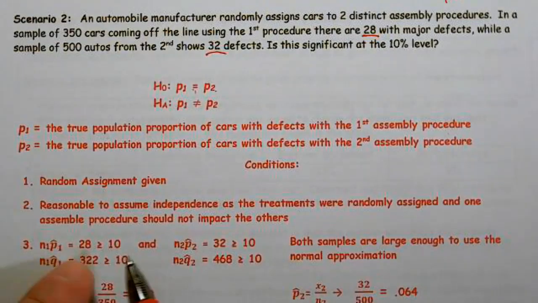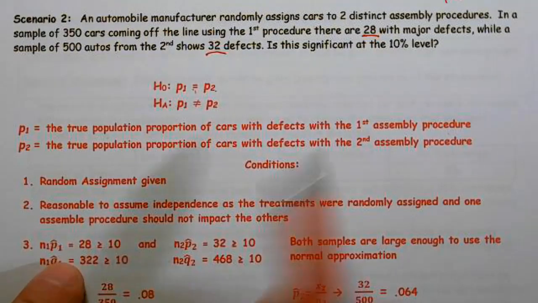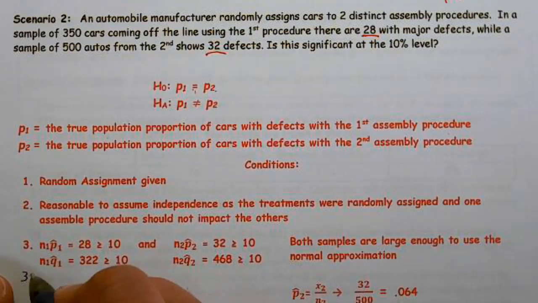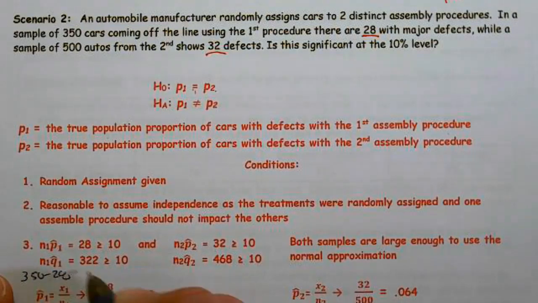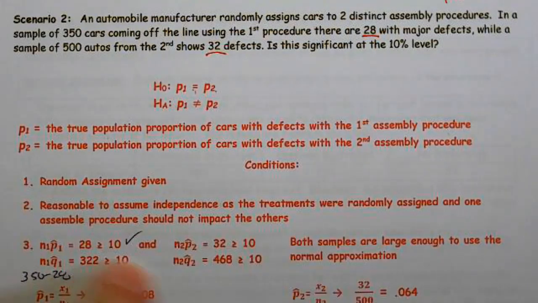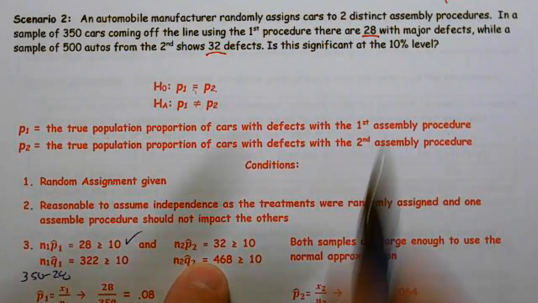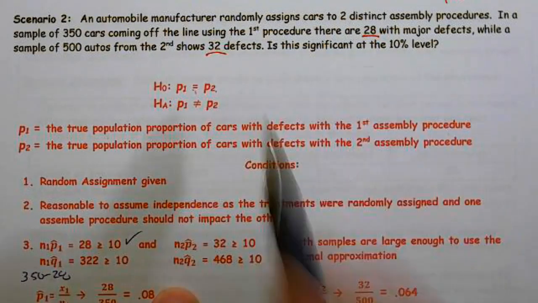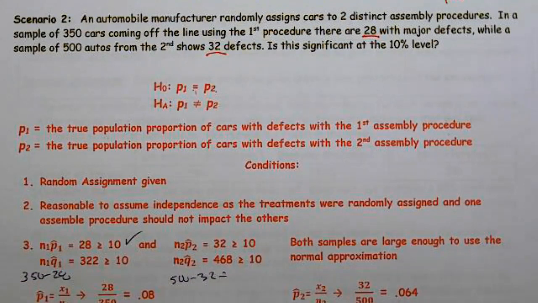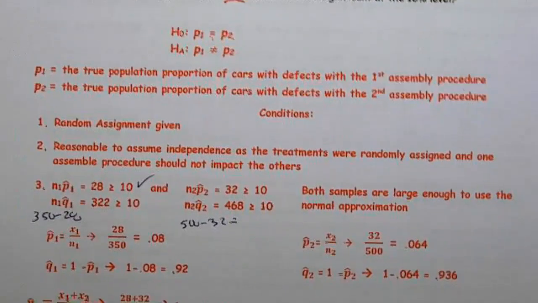So we do need to make sure that we're large enough. 28 is greater than 10. And 28 with major defects out of 350. So then our next thing is, how did we get Q? Well, Q was 350 minus 28 is 322. That's greater than 10. First sample is large enough, first process. The next one, we had 32 defects out of 500. So 500 minus 32 gives me 468, is also greater than 10. So both samples were large enough.